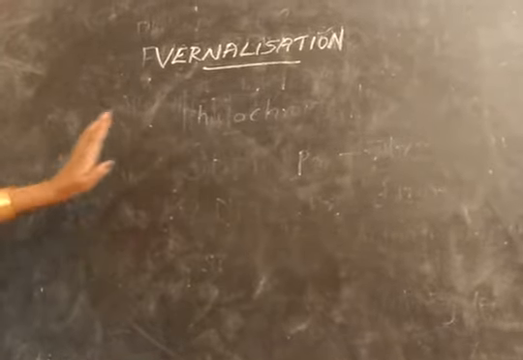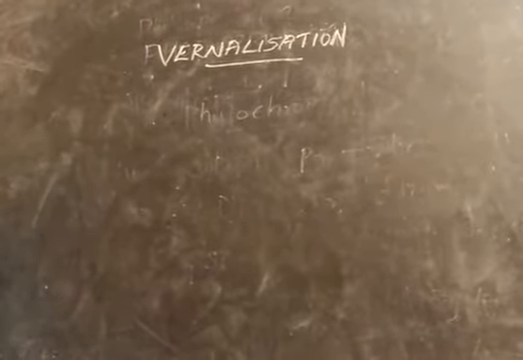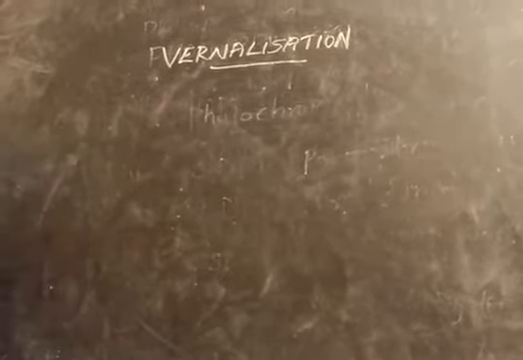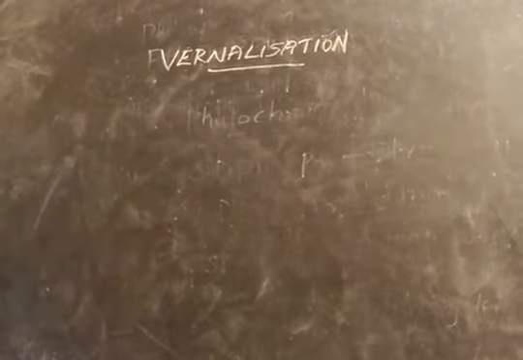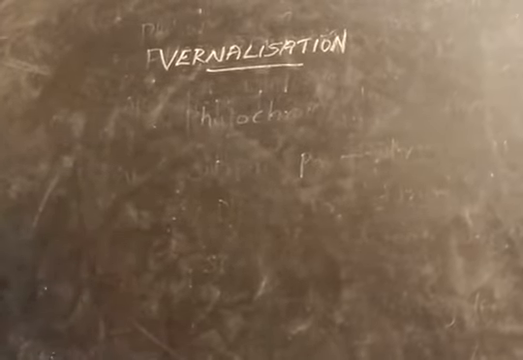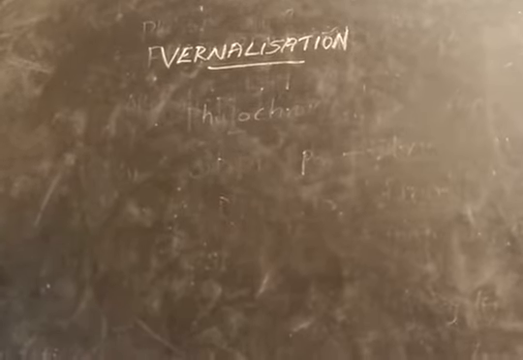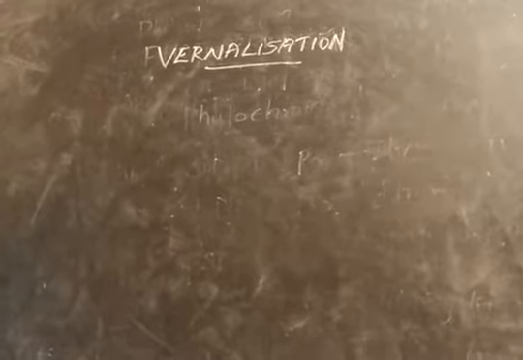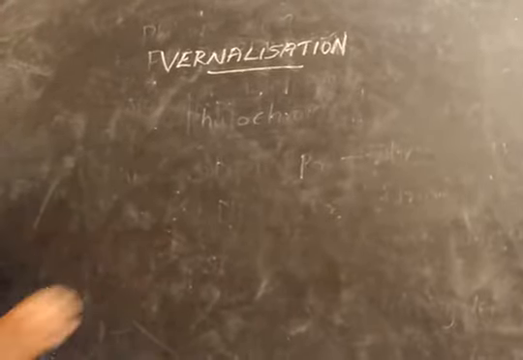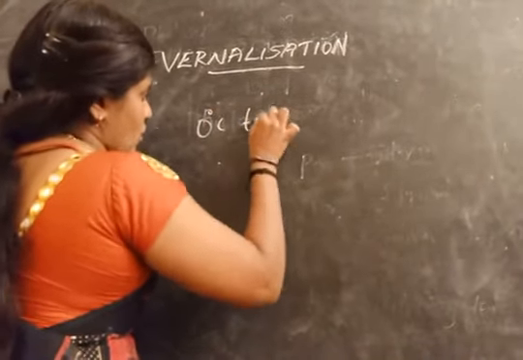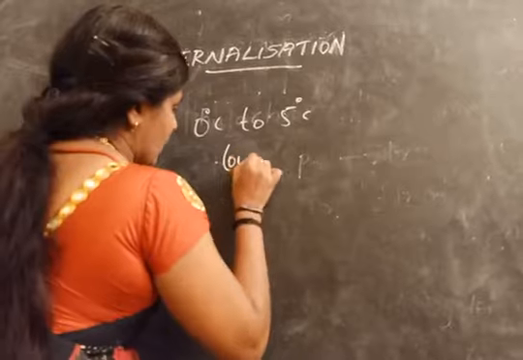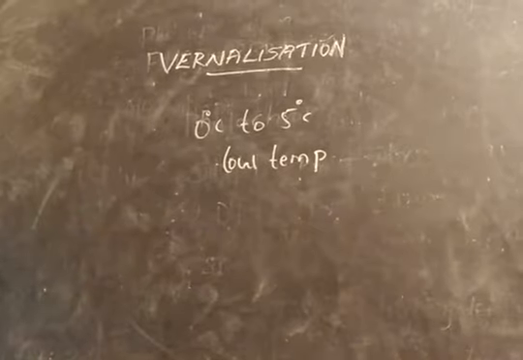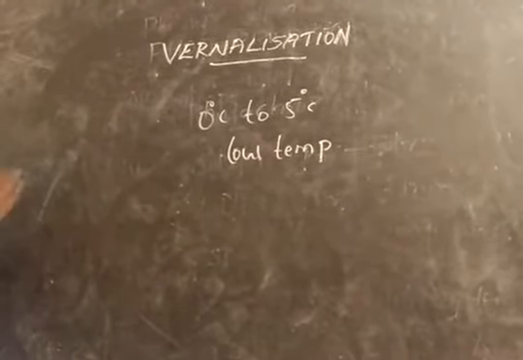Okay, then vernalization. Besides photoperiod, certain plants require a low temperature for flowering. A certain temperature is required for the induction of flowering, and this is called vernalization. Many species of biennials and perennials are induced to flower by low temperature exposure, that is 0 degrees Celsius to 5 degrees Celsius. This process is called vernalization.